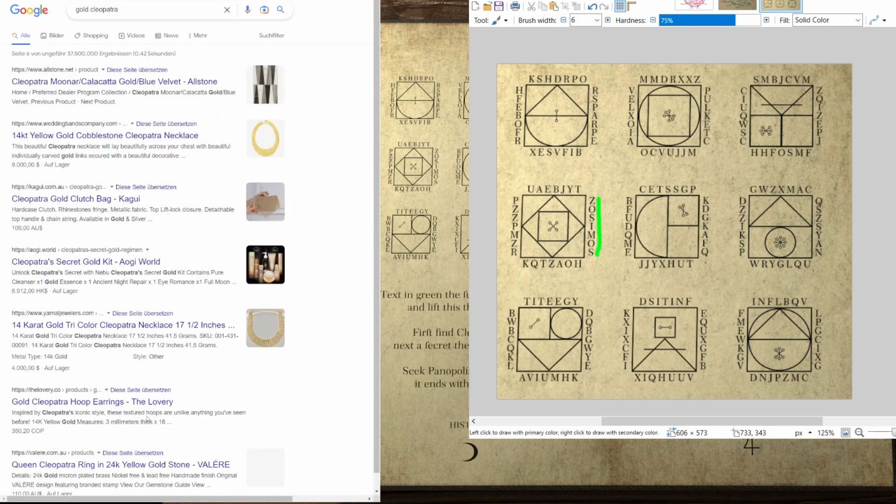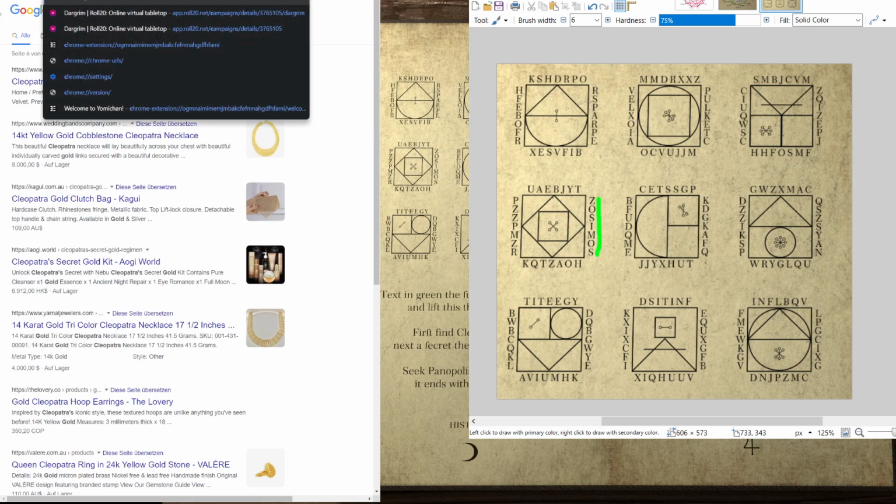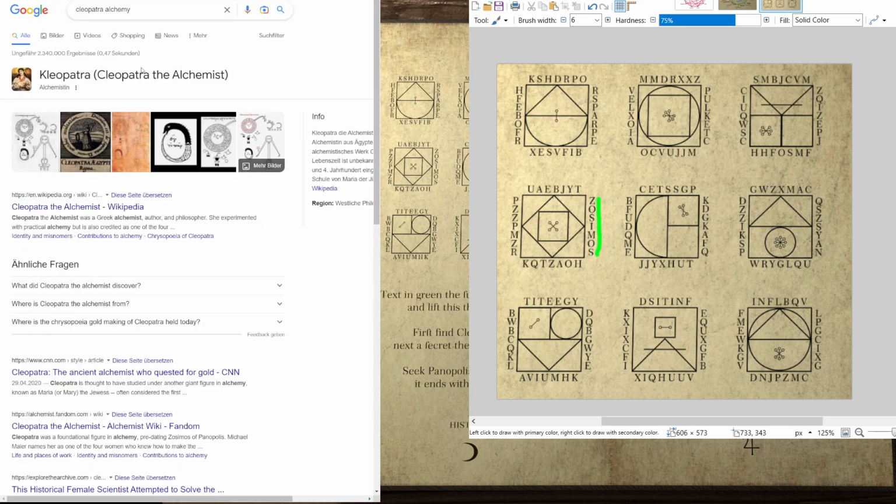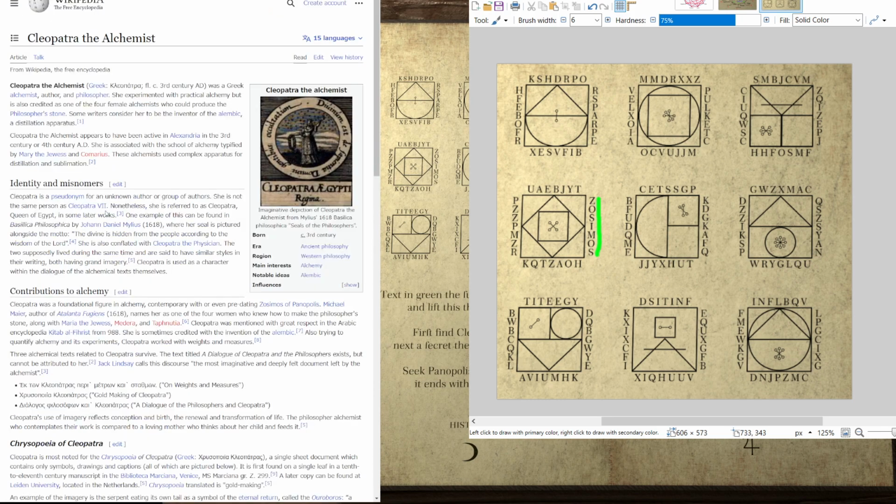Alchemical knowledge hidden in Halloween costumes. Got it. We already looked at the Cleopatra article. Okay, let's cite Cleopatra alchemy. Oh, there's a different Cleopatra.